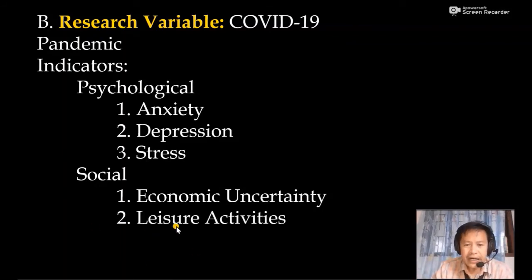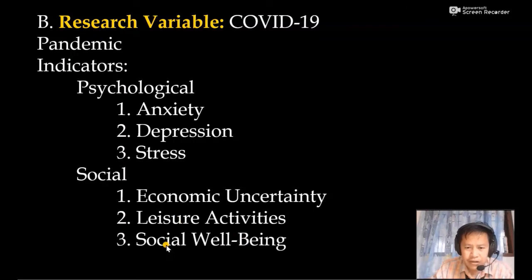Number 2 is leisure activities. And these leisure activities are the group games. We have watching movies in the malls. We cannot go on a picnic this time, go to the beach, because a group of people is being discouraged. And this is one of the social effects of COVID-19.